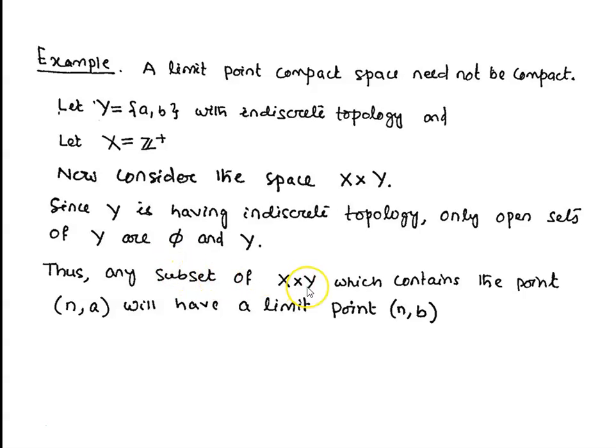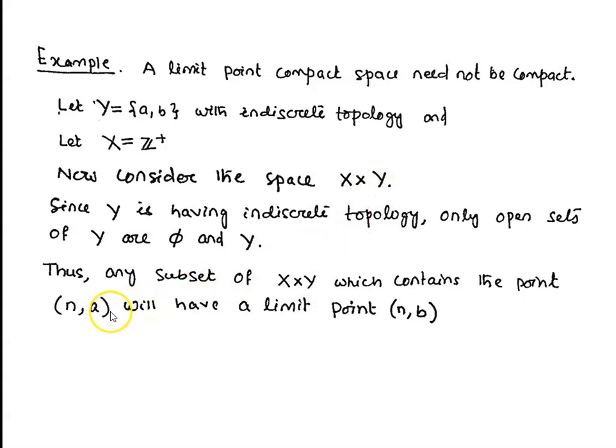Thus, any subset of the product space X cross Y which contains the point NA will have a limit point NB. We know from the product topology that the basic open sets of X cross Y are of the form U cross B, where U is an open set in X and B is an open set in Y. But in the case of open sets of Y, we have only two open sets, the empty set and the whole space Y, because Y has the indiscrete topology. So any basic open set of X cross Y is of the form U cross B.